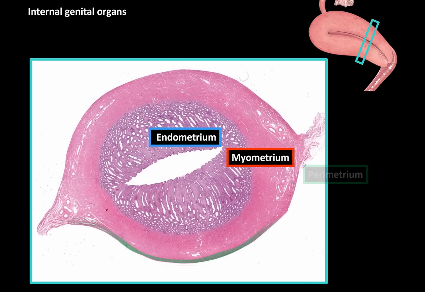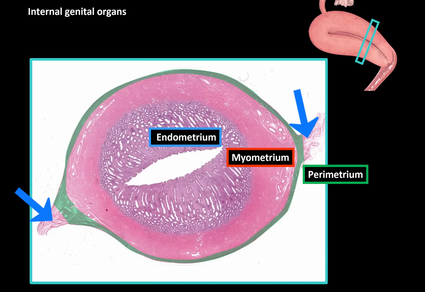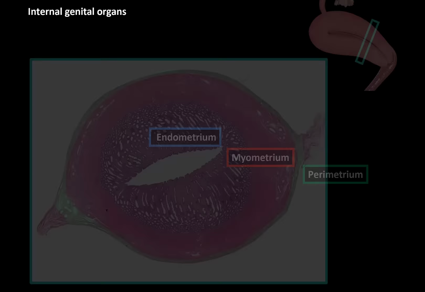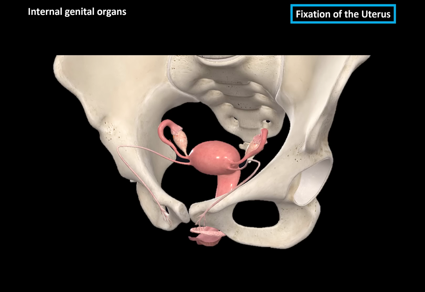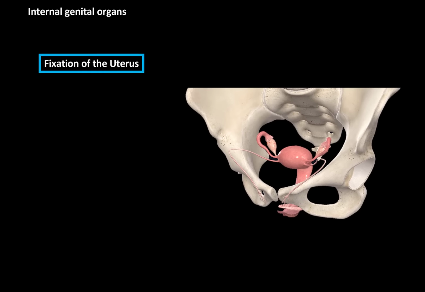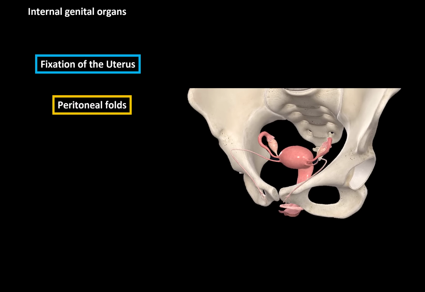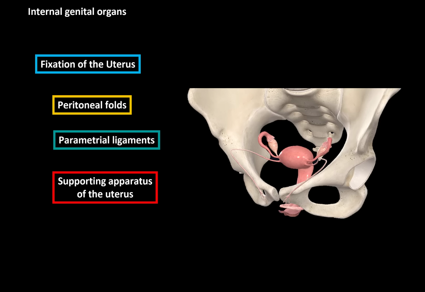Alright, the last layer is the perimetrium, which is the outer serous layer of the uterus, and it's continuous with the broad ligament, as you see here. Now, let's go through the fixation of the uterus. The uterus is held in place by the help of the peritoneal folds, the parametrial ligaments, and the supporting apparatus of the uterus.